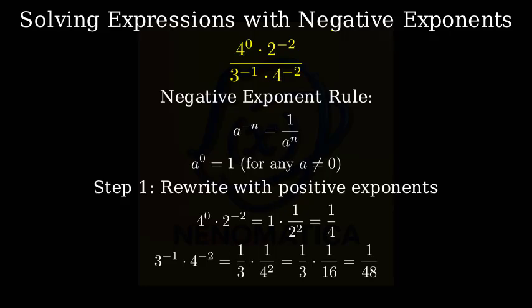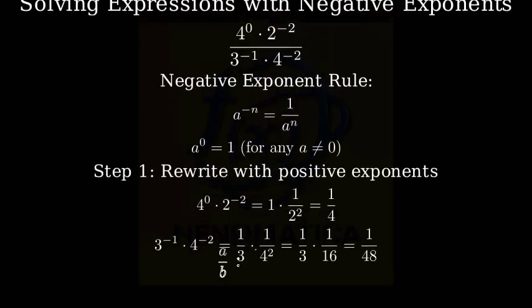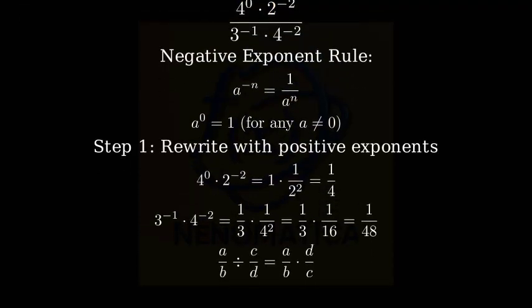So now our expression is 1/4 divided by 1/48. Remember, when we divide by a fraction, we multiply by its reciprocal. So 1/4 divided by 1/48 equals 1/4 times 48/1, which gives us 48 divided by 4, which is equal to 12.